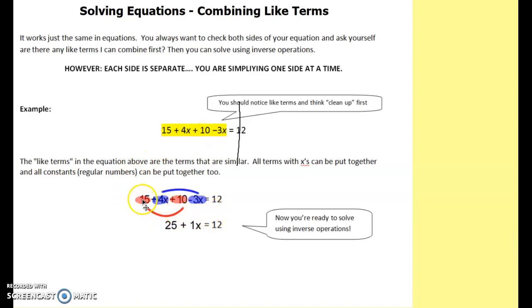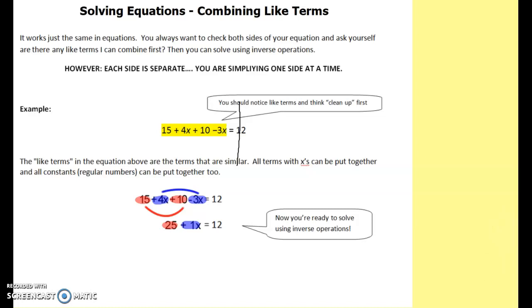Again, we've got these four terms: 15, positive 4x, positive 10, and a negative 3x. We can put our blue terms together because they both have an x value. So when we put the 4x plus, I'm sorry, plus a negative 3x together, we get the answer of positive 1x. Then our red terms are constants, regular numbers, so we can also put those together and simplify. 15 plus 10 gives us the value of 25. Now we're ready to solve using the inverse operation.